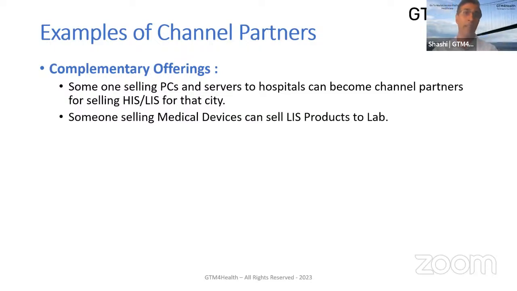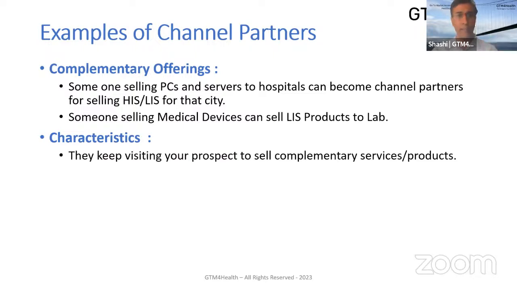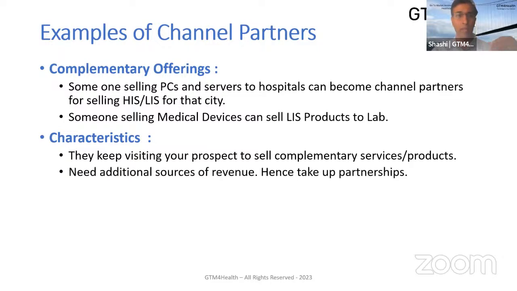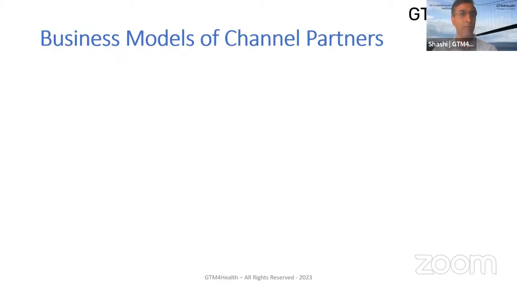Or someone selling medical devices can sell LIS products. LIS is lab information systems. Someone selling reagents can look at it. So channel, what they sell, what else can they take as complementary? That's the way. Characteristics of the channel partners, they keep visiting your prospects regularly. And they need additional sources, so they take up the things. Fast-moving product, I touched this point.